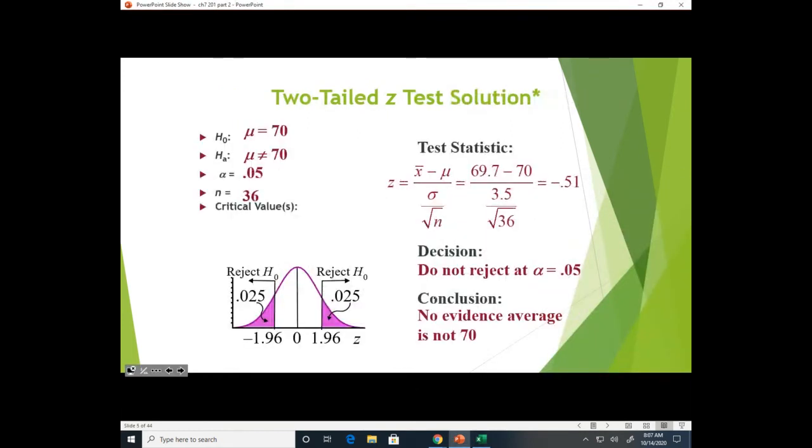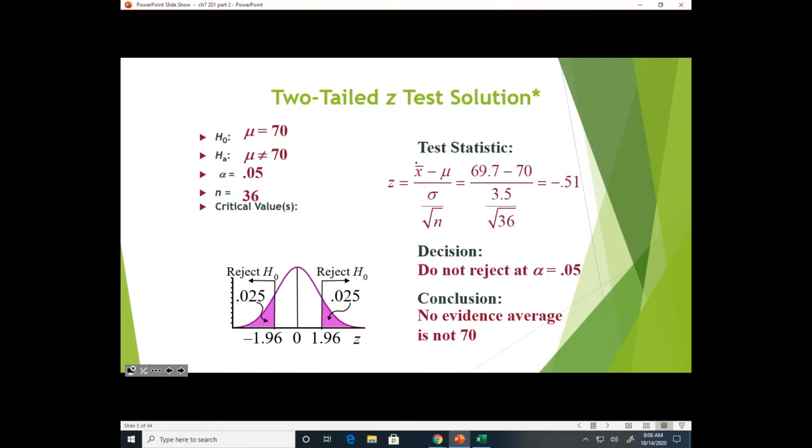Okay, so basically what we did. Our null hypothesis was that the true population mean mu was equal to 70. The alternative hypothesis, mu does not equal 70, what we were trying to prove with our hypothesis test. Our alpha level of significance was 0.05, sample size of 36. Our critical values are plus or minus 1.96.